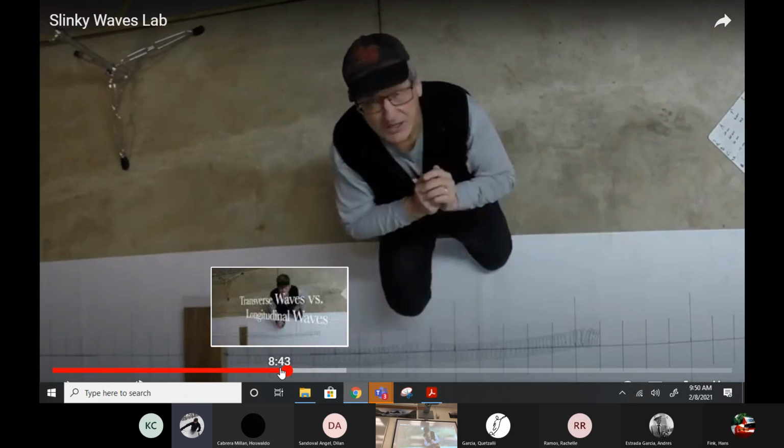There it was. Which one was it? Sound is what? Longitudinal or transverse? Longitudinal. Yeah, sound is a longitudinal wave. The disturbance is parallel to the motion of the wave.